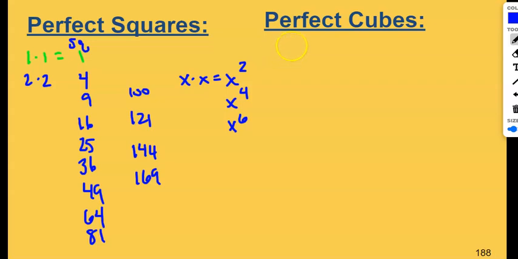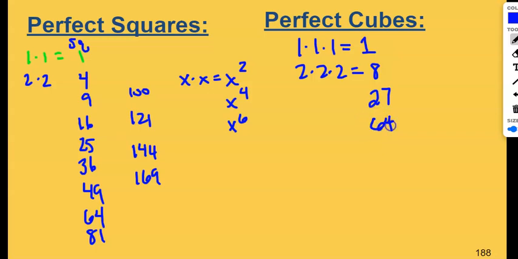Meanwhile, though, perfect cubes is when you take three numbers of the same, and 1 times 1 times 1 is still 1, 2 times 2 times 2 is 8, so 8 is a perfect cube. 3 times 3 times 3 is 27. 4 times 4 times 4 is 64. So 64 is both a cube and a square. 5 times 5 times 5 is 125. And that's generally about the highest we go. And of course, also x times x times x is x to the third, or any x with the exponent divisible by 3.